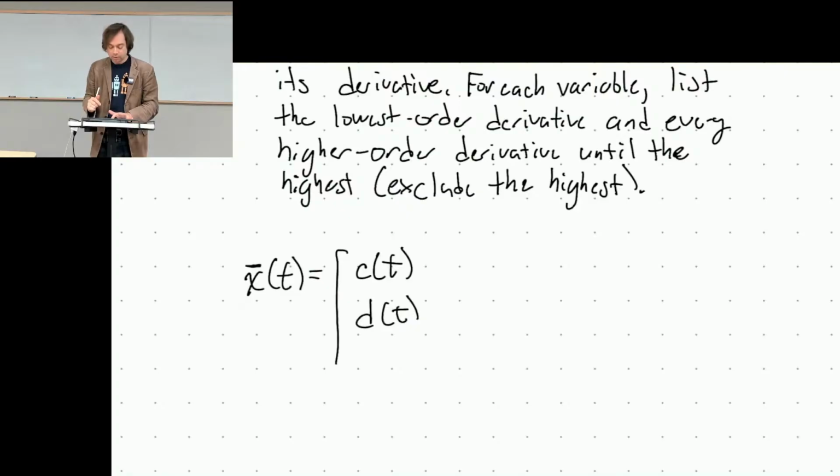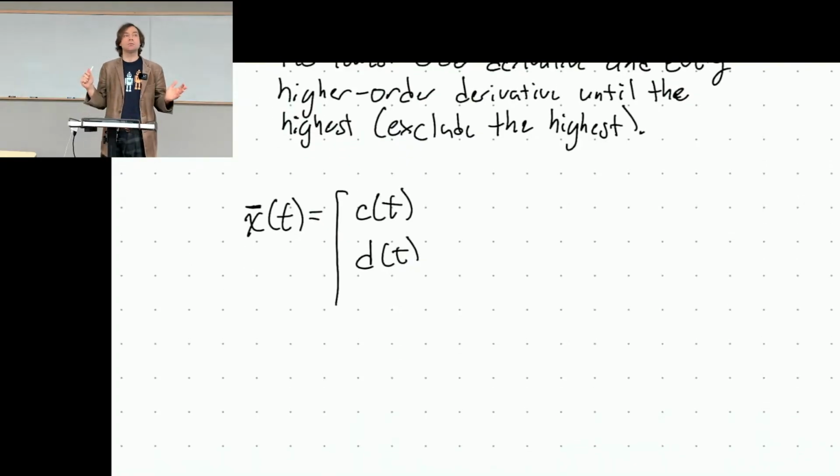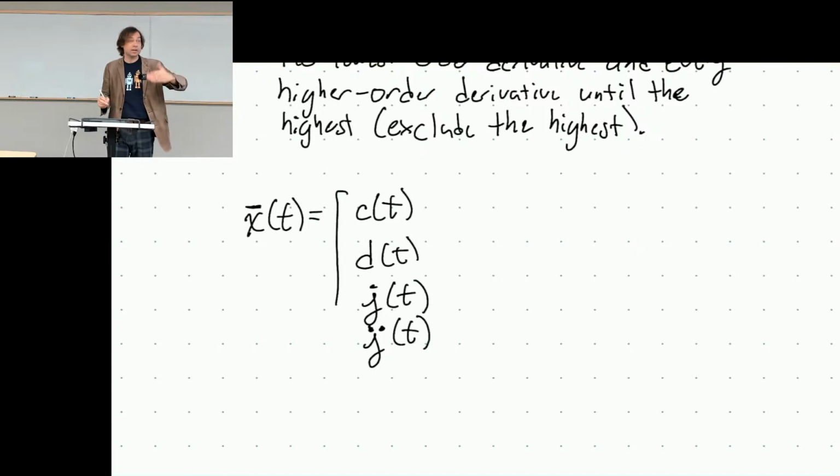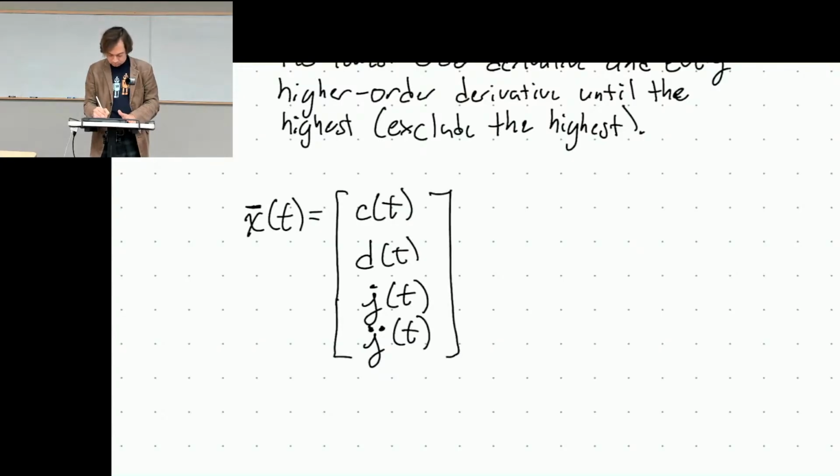Okay. Now what's the lowest order derivative of j? J dot. Okay. What's the next higher order derivative of j? J double dot. What's the next higher order? J triple dot. Do we use it? No, because it's the highest. That's our state vector. Okay?